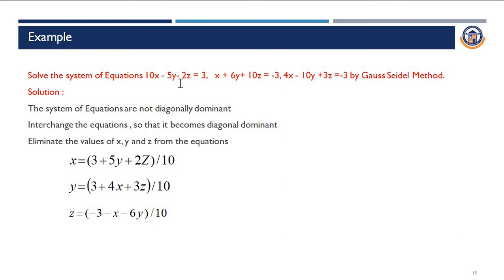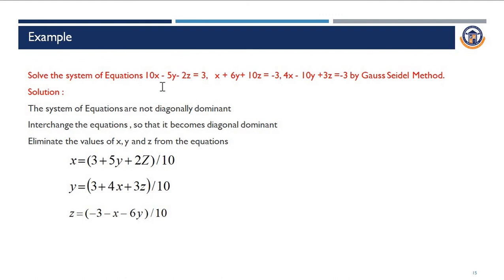I'll explain through an example. Here I will consider one example: 10x minus 5y minus 2z equal to 3, x plus 6y plus 10z equal to minus 3, 4x minus 10y plus 3z equal to minus 3, using the Gauss-Seidel method. Now I am going to check diagonal dominance. You see what is diagonal dominance? In the first equation, the x coefficient should be greater than or equal to the sum of these two. In the second equation, the y coefficient must be greater than or equal to the sum of these two. It is not like that, therefore I have to interchange the equations.